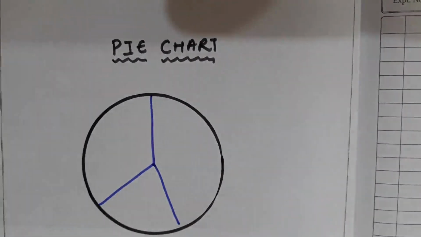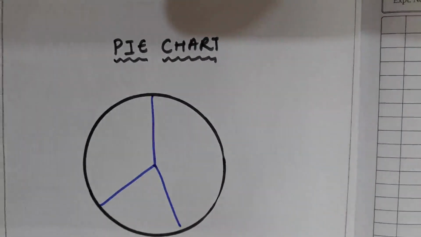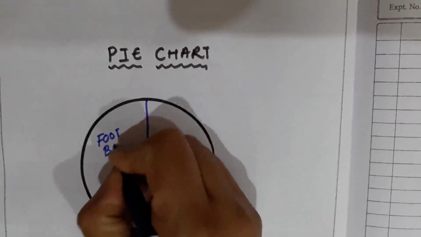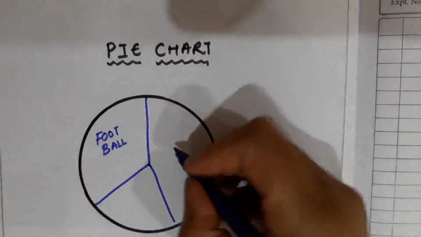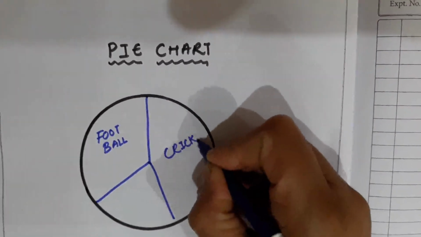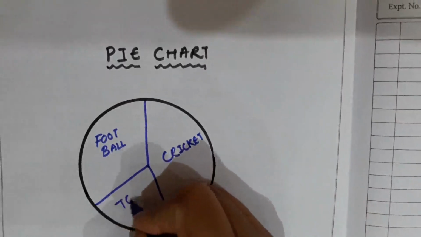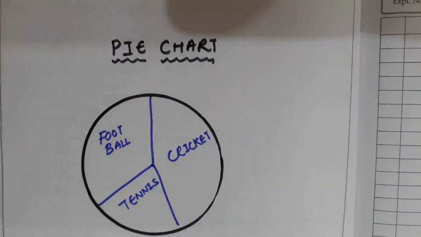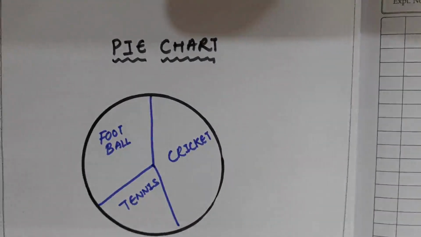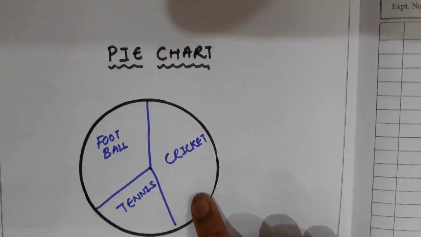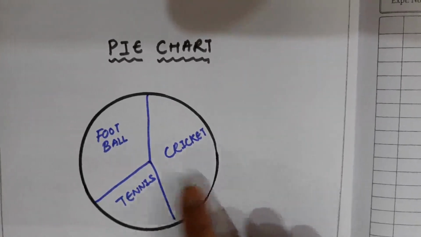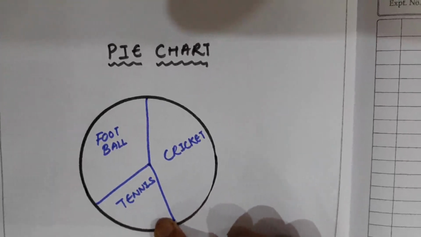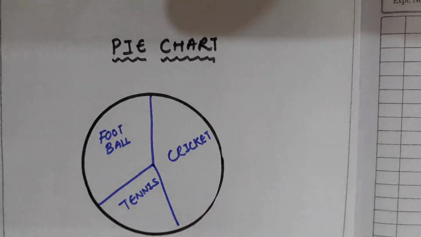So in this way a circle has been divided. This particular portion represents football, this portion represents cricket, and this portion represents tennis. Now by seeing this pie chart, children, we can see that maximum students like cricket. Then in second number football is liked. In third position tennis is liked. So with the help of this picture we can read the data.